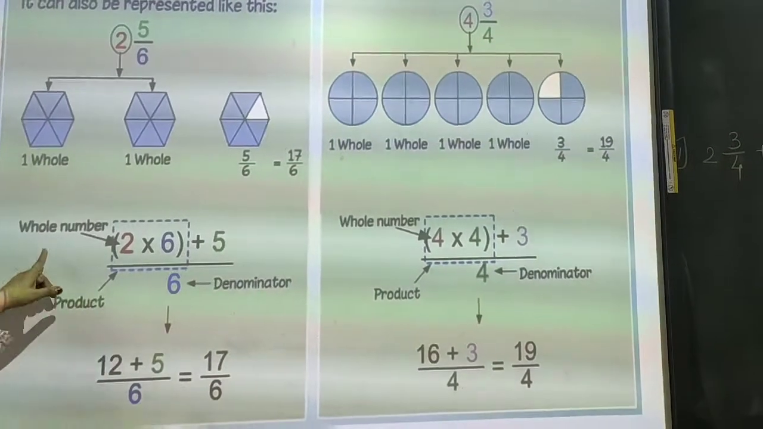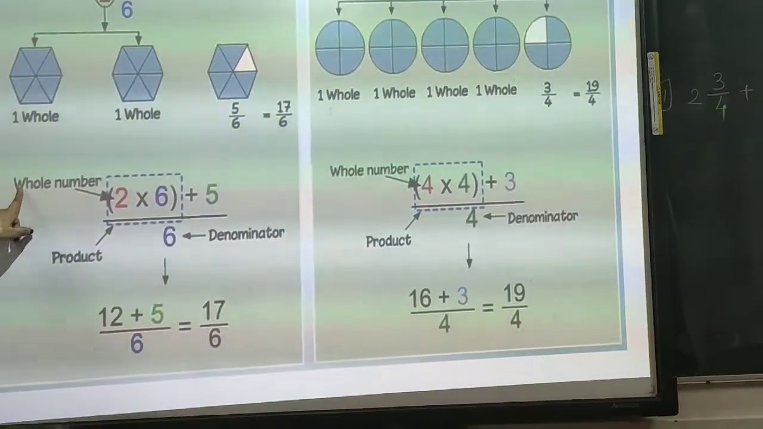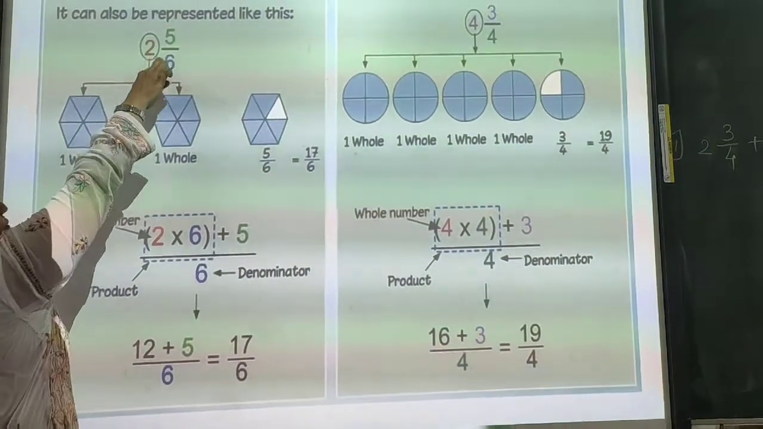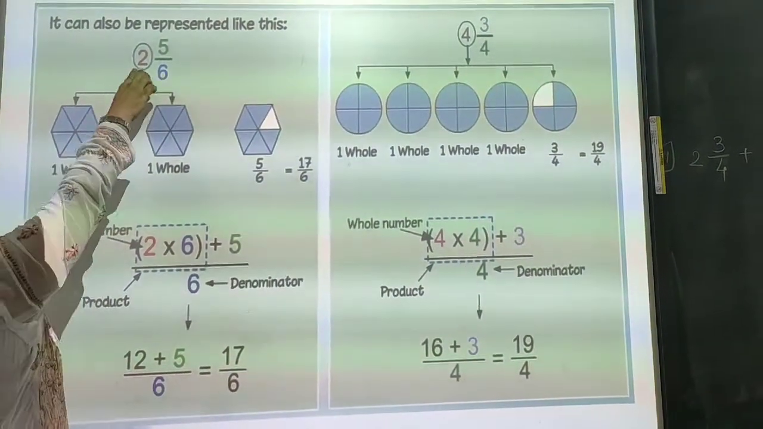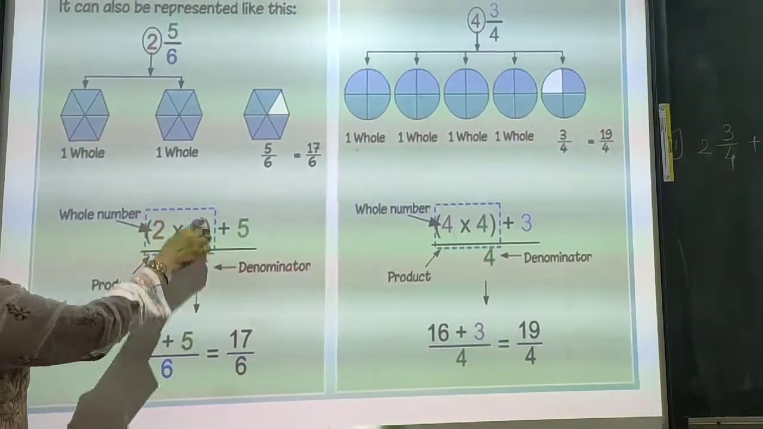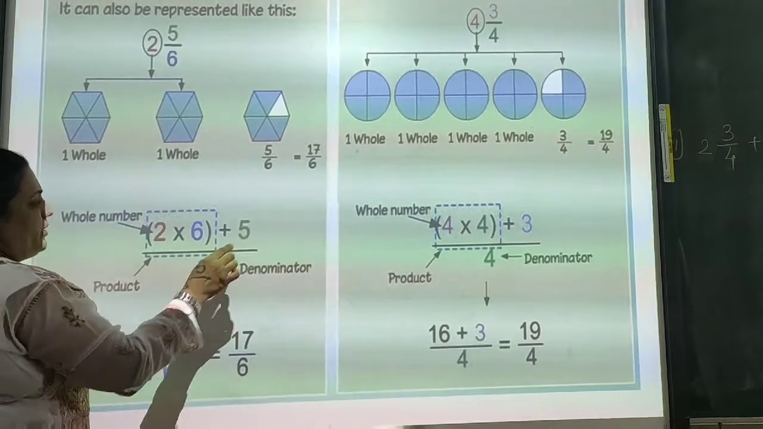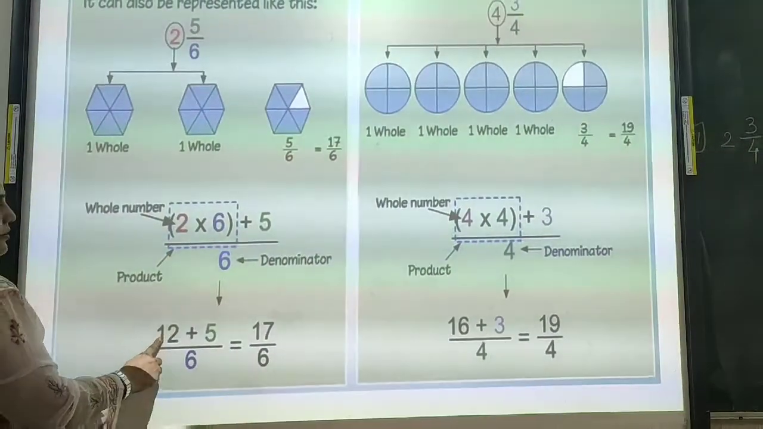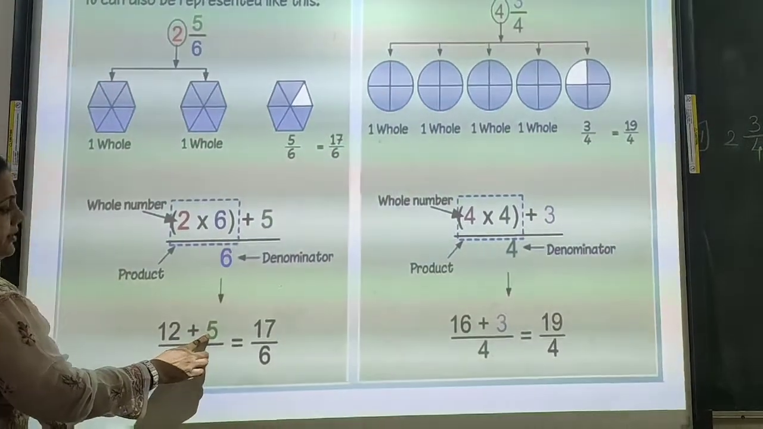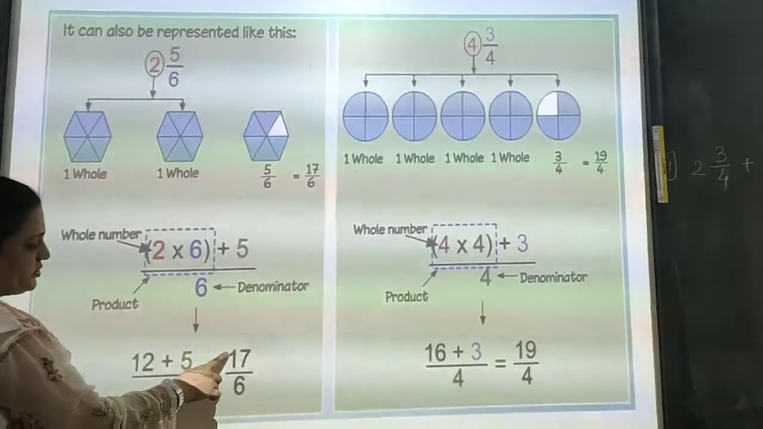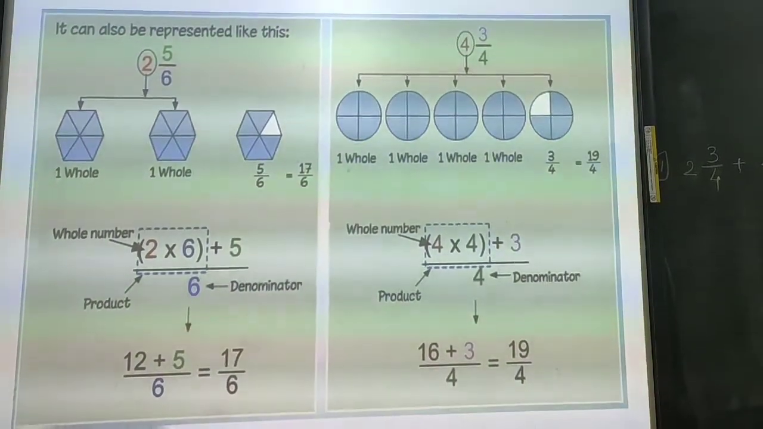We have learned it already: how to convert a mixed fraction into an improper fraction. What do we do? Multiply the whole number with the denominator. So 2 into 6, add the numerator, and keep the denominator as it is. So 2 sixes are 12, plus 5. Here the numerator we will add, denominator as it is. So 12 plus 5 is equal to 17 by 6.